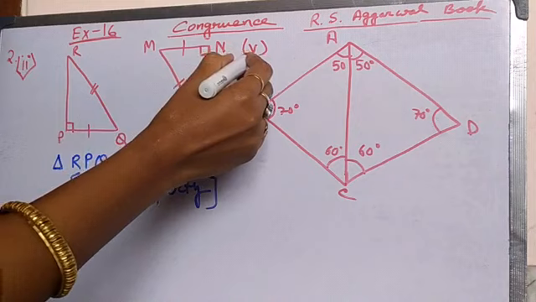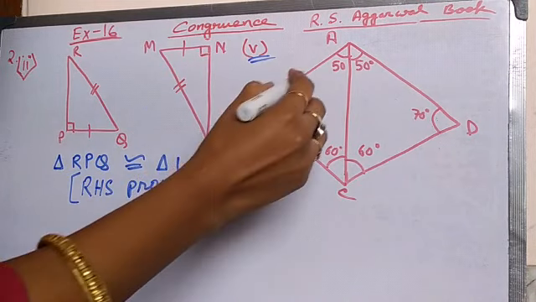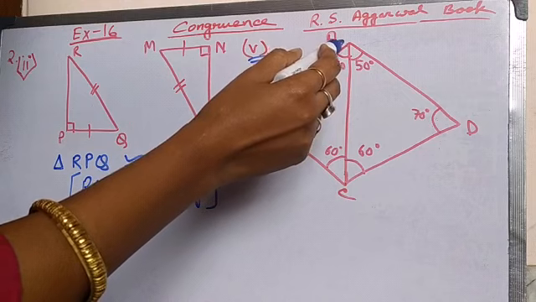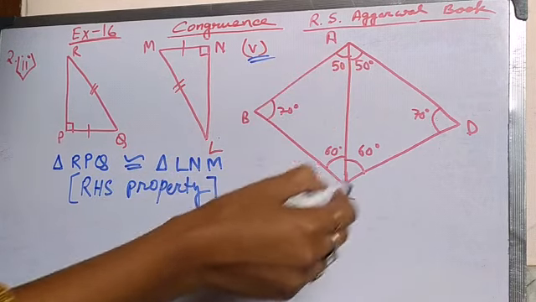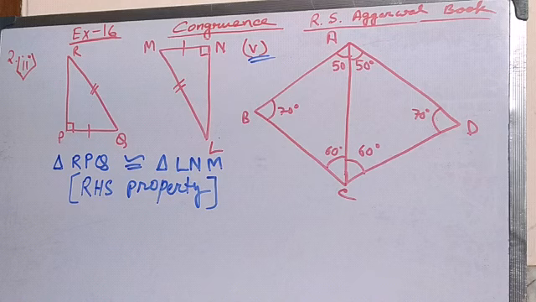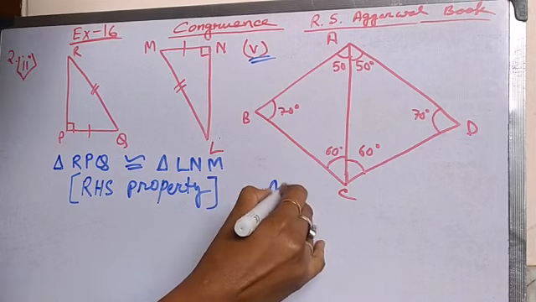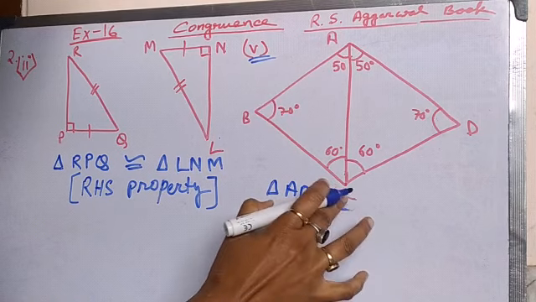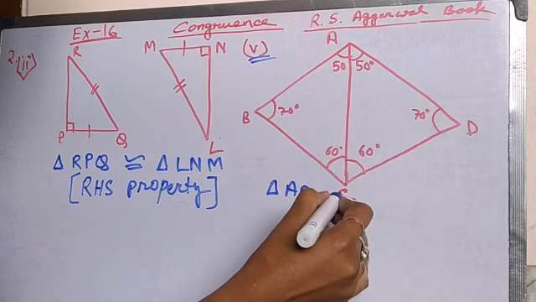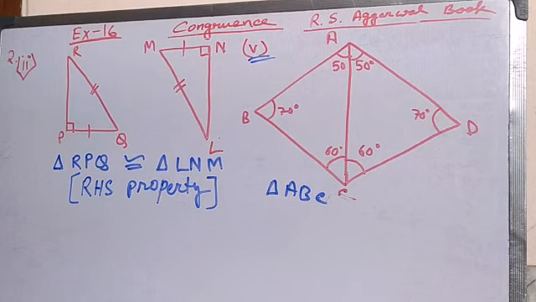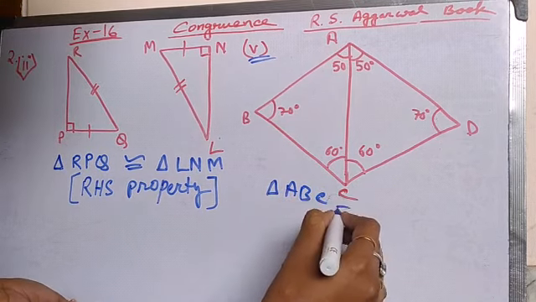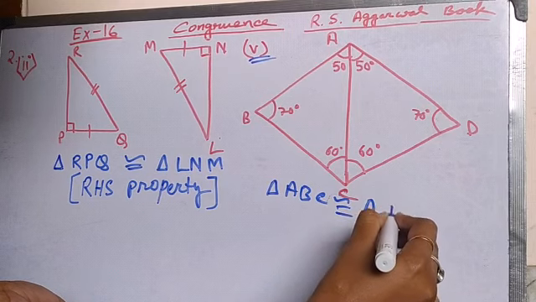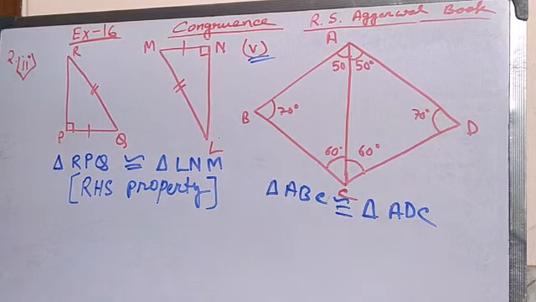Now under 2, question number 5. Here the triangle names are ABC and ADC. So triangles ABC and ADC are congruent. Triangle ABC is congruent to triangle ADC. By which property? How can we understand?